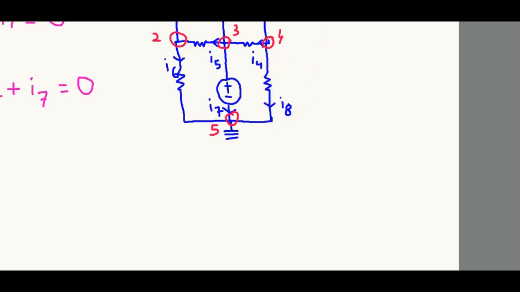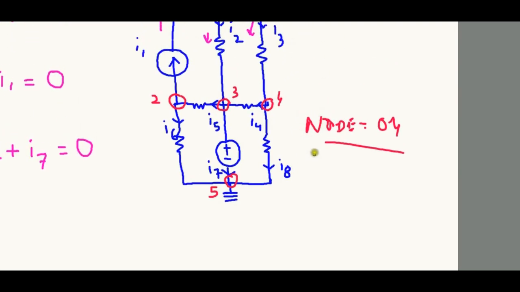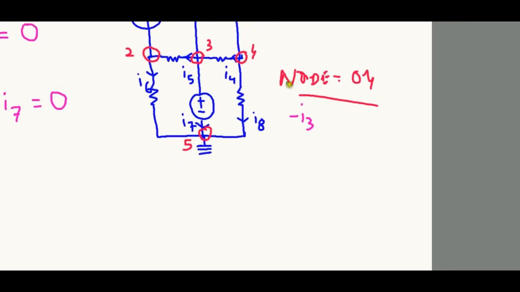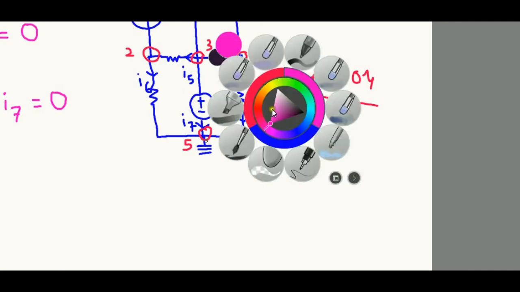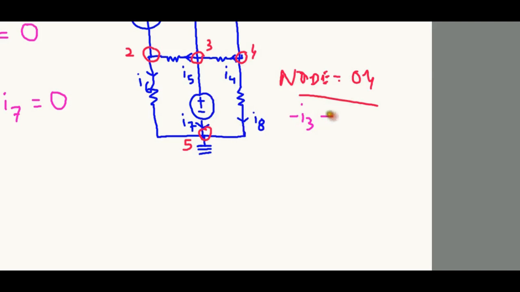Again, node 4. I'm going to first make a compartment for node 4, and I'm going to write the equation. The equation for node 4: I3 is the one entering, so that's going to be negative. And then I have I4 as the one leaving, so that is going to be positive.